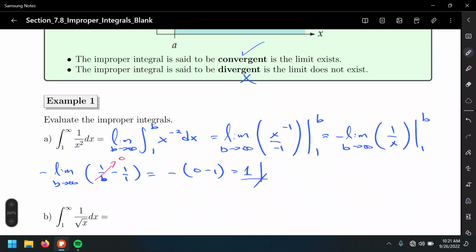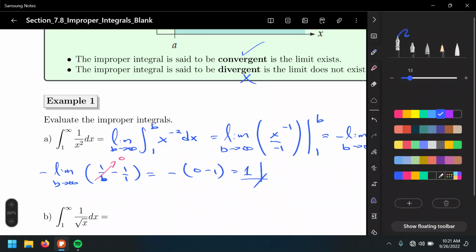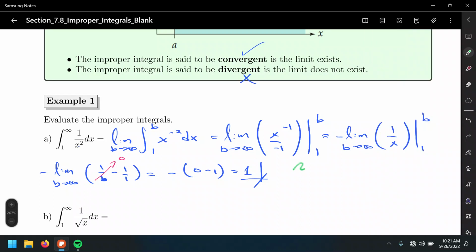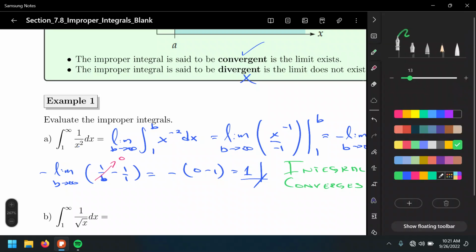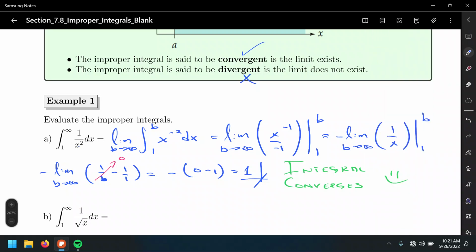All right, so this is the area under that curve, and in this case, because we got a finite number, we say that the integral converges. So the integral converges in this case. Let's have a look at the next example and see what's going to happen this time.